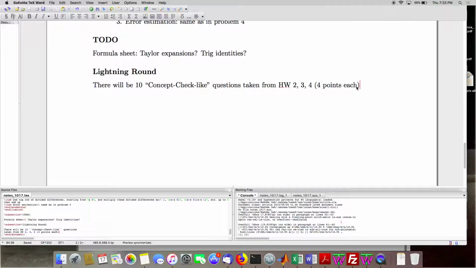Are there other questions? Expression 7.4.4. Okay.